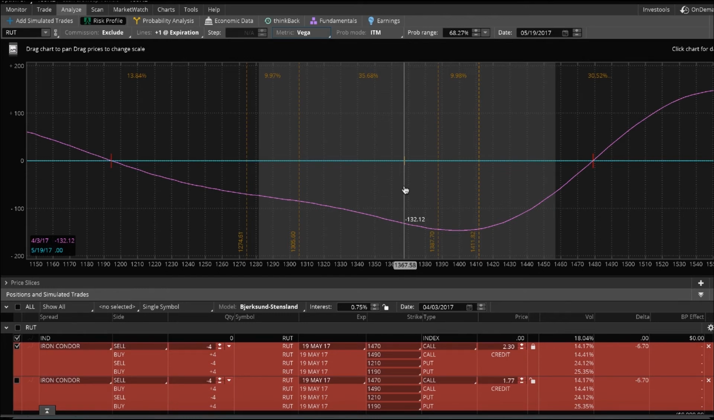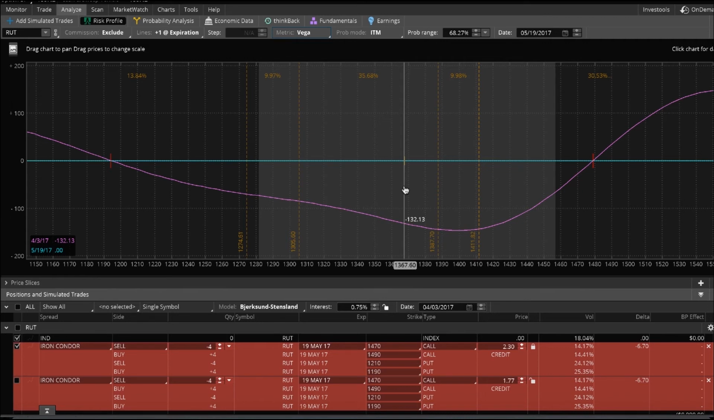But on the flip side, if the volatility on the Russell 2000 goes down by 1%, we will make $132. So this is why iron condors are considered short volatility trades, because we actually want volatility to decrease while we're holding these trades.